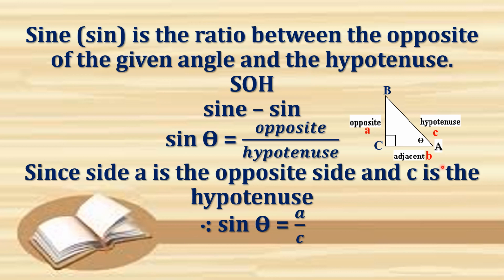To better understand with our illustration, if this is angle A, or the unknown angle, which will be called the angle theta, the side opposite to angle A is side BC or side A. And the hypotenuse will be side AB or side C.